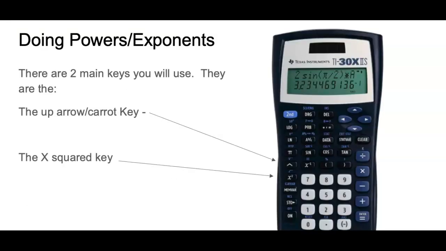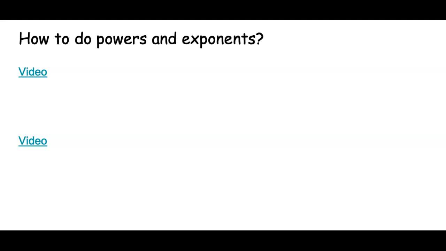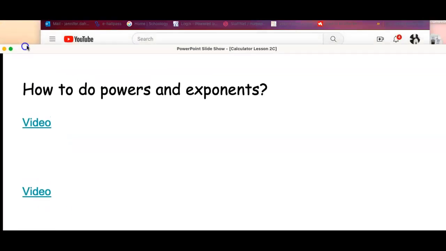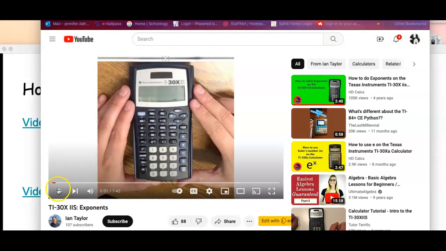So on your calculator, if you look at your calculator on the left-hand side, there are 2 main keys you will use when doing powers and exponents. One is called the caret key or the up arrow key, and one is called the squared key. Okay, so whenever you're going to do anything squared, you're doing the x squared, using that one. For all other exponents, you will be using the up arrow caret key. So we are going to watch a little video that's going to tell us a little bit more about how to use them on the calculator.